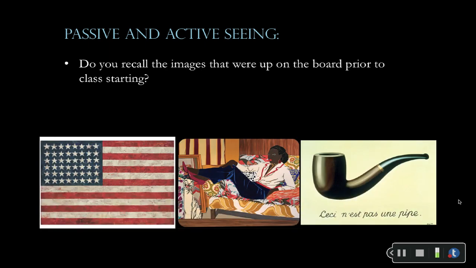Here are the three images, just for your reference, that were up at the beginning of class. So yes, we do have a flag on the left side. We do have a pipe on the right side with some French, "C'est un possum pipe." That means this is not a pipe, so we'll talk about that in just a second. And then in the center we have a woman.